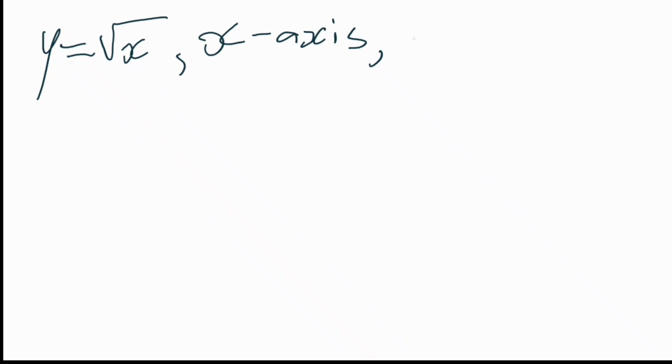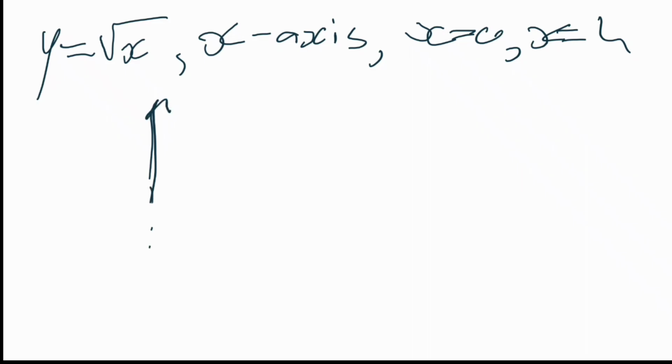Okay, let's try a very elementary example. For this first example, we're going to do y equals root x and we're rotating around the x-axis from x equals 0 to x equals 4. Okay, so first we can start by graphing. Well, that's not a very nice line. Let me just redraw that.